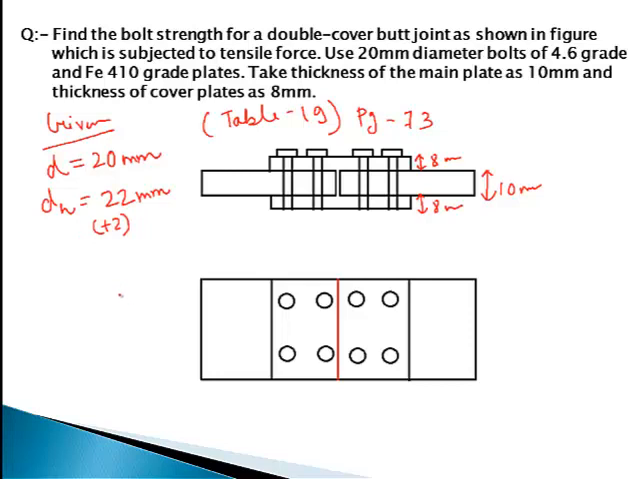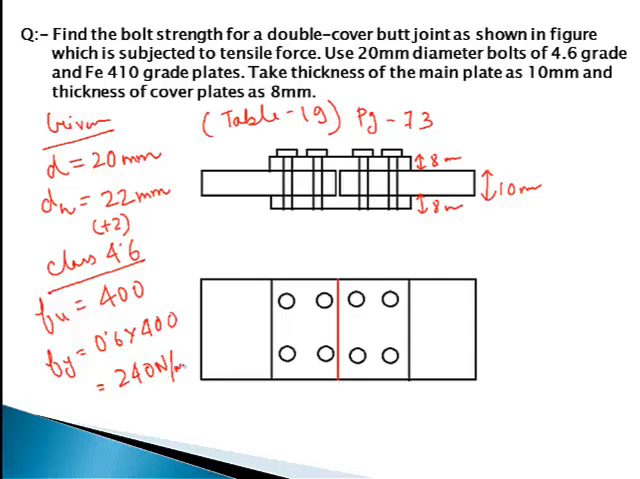Okay. Then what is given? Class 4.6. So what does 4.6 mean? Fu is 400, Fy is 0.6 into 400, which is 240 Newton per mm square. It's also Newton per mm square. Again, Fe 410 is for plate, so it's 410 Newton per mm square. Okay, anything else? I don't think it's given. Everything is written in the question.